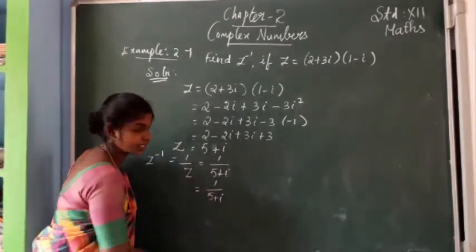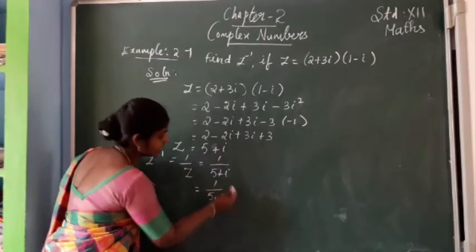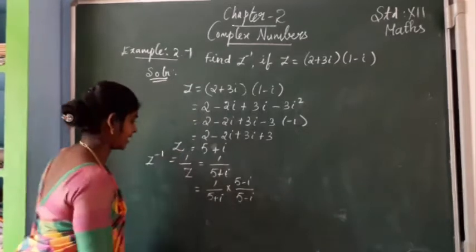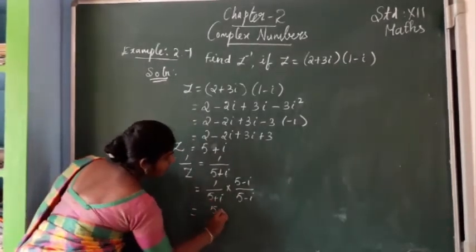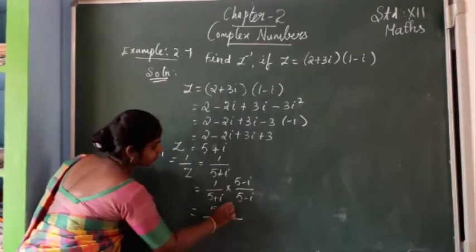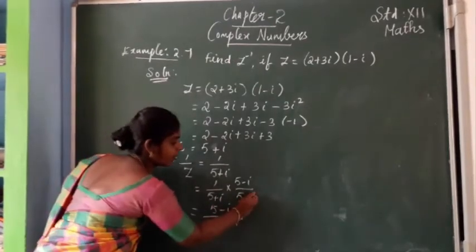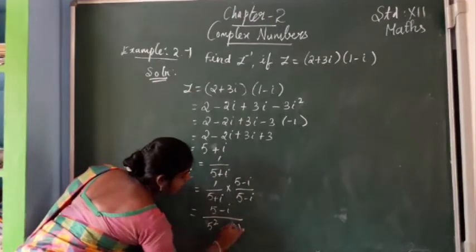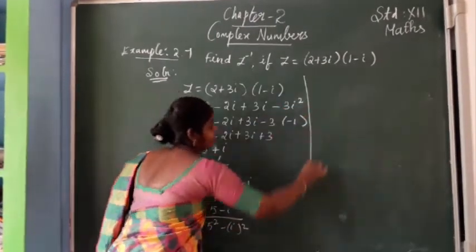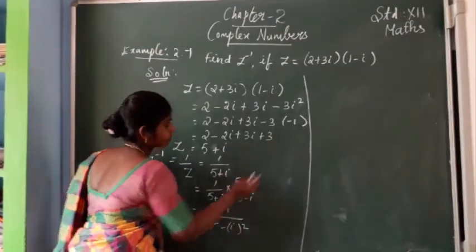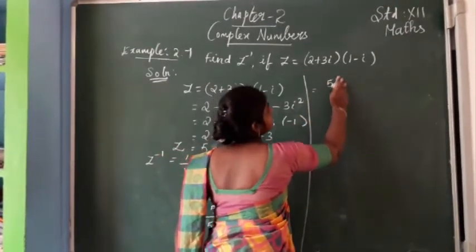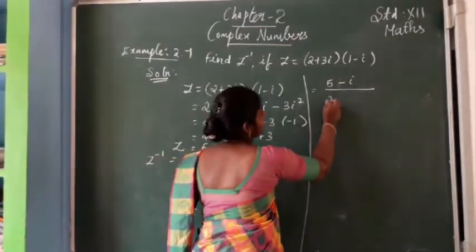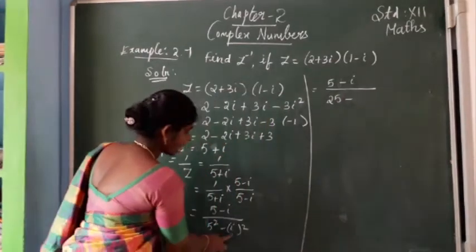So we can take the conjugate. The conjugate of 5 plus i is 5 minus i. So 1 by (5 plus i) into (5 minus i) divided by (5 minus i). That's equal to (5 minus i) divided by, using the formula a square minus b square, 5 square minus i square. 5 square is 25, so 25 minus i square.